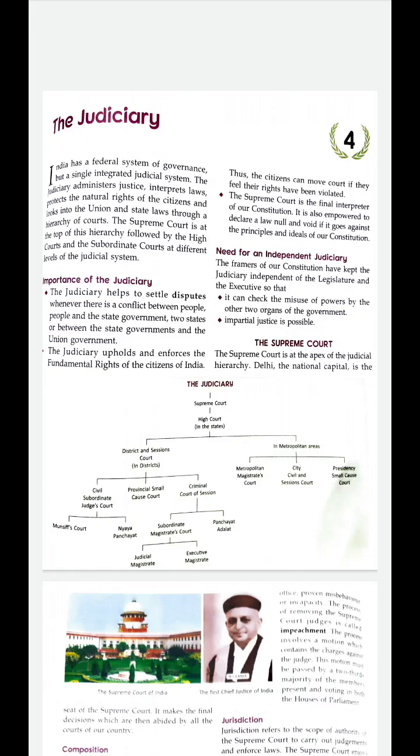Now, India has a federal system of government, but a single integrated judicial system. The judiciary administers justice, interprets law, protects the natural rights of the citizen, and looks into the union and the state law through a hierarchy of courts. The Supreme Court is at the top of this hierarchy, followed by the High Court and the subordinate courts at different levels of the judiciary system.